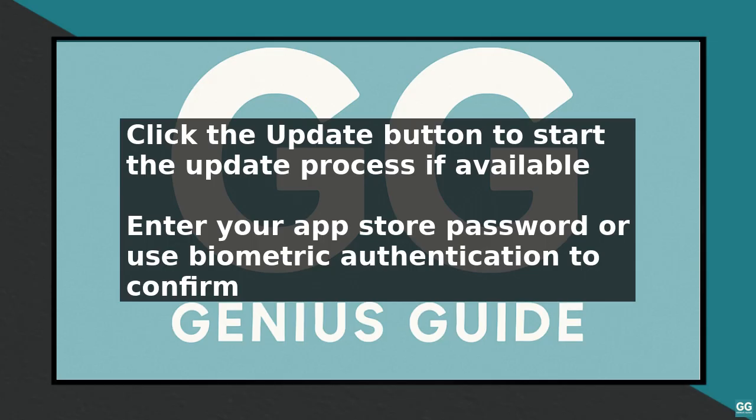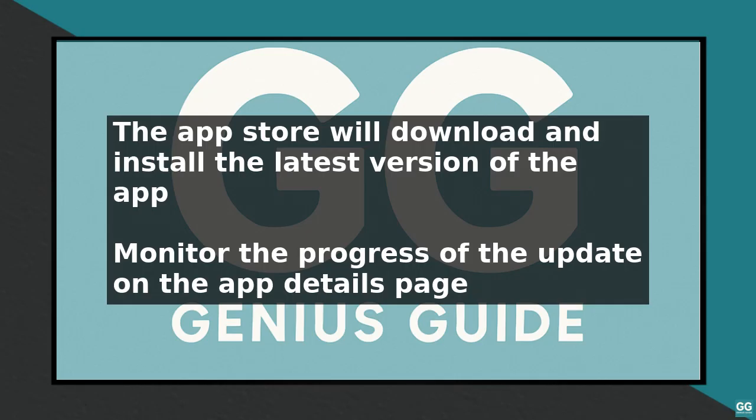You may be prompted to enter your App Store password or use biometric authentication to confirm the update. Once you have confirmed the update, the App Store will start downloading and installing the latest version of the CyberScout app. This process may take a few seconds or minutes, depending on your internet connection speed. You can monitor the progress of the update on the app details page.